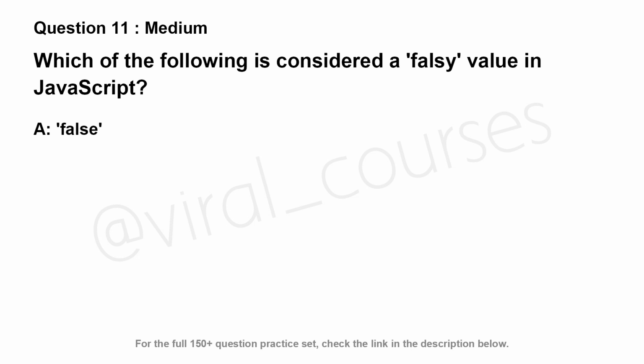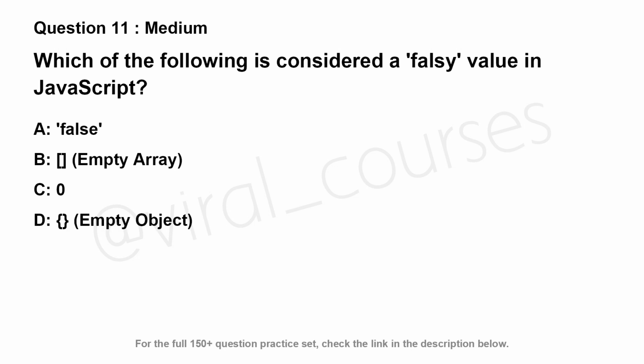Which of the following is considered a falsy value in JavaScript? Option A, false. Option B, empty array. Option C, 0. Option D, empty object.